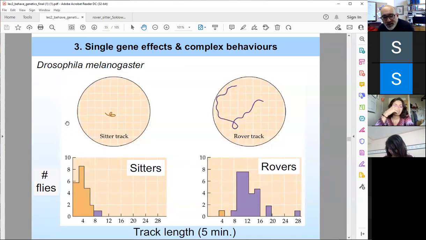So here is just some data that reflects the differences between sitters and rovers. You can see here, these flies are sitters. You can see the track length over 5 minutes. It's mostly dichotomous. There are some individuals that seem to jump in between, but certainly you've got a bimodal distribution that indicates that most flies are either a sitter or a rover.